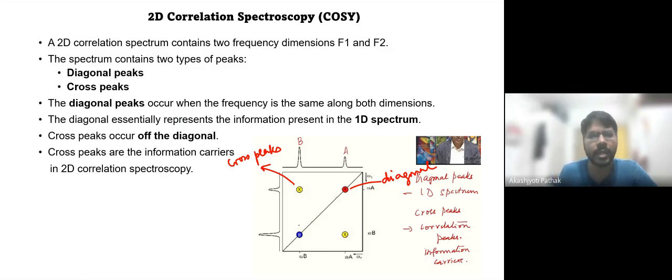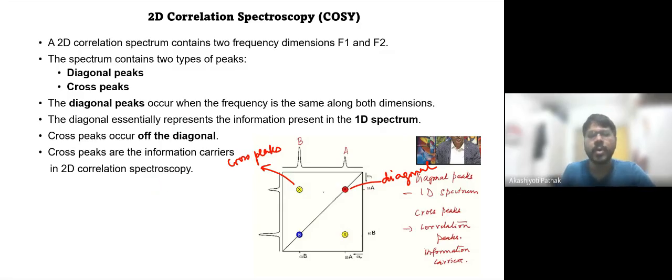So you are getting a diagonal peak. Each spin is correlated to itself, but the cross peaks will occur off the diagonal. Away from the diagonal, the peaks that you obtain are called the cross peaks. The cross peaks are information carriers in 2D correlation spectroscopy.